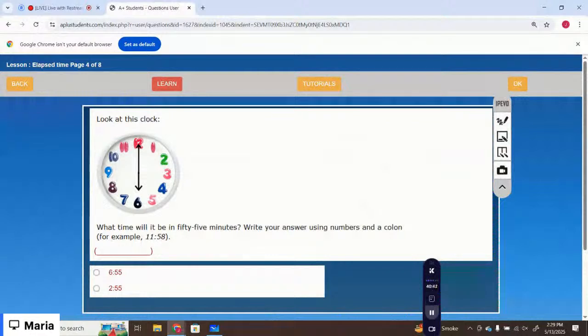Look at this clock. What time will it be in 55 minutes? The clock shows 6. So you add 55 minutes. So the correct option is that would be 6:45. Option number 1 is the correct option.